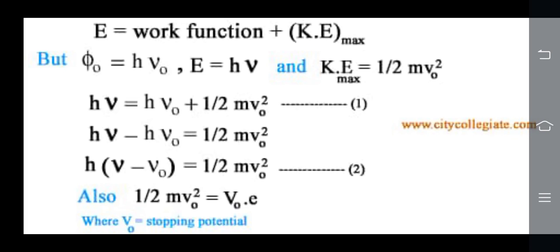In the Einstein photoelectric equation, E is equal to work function plus K maximum kinetic energy, where the work function is denoted by phi naught. We know that phi naught is equal to h nu naught, E is equal to h nu, and kinetic energy is equal to half m v squared. Now we can modify the formula.